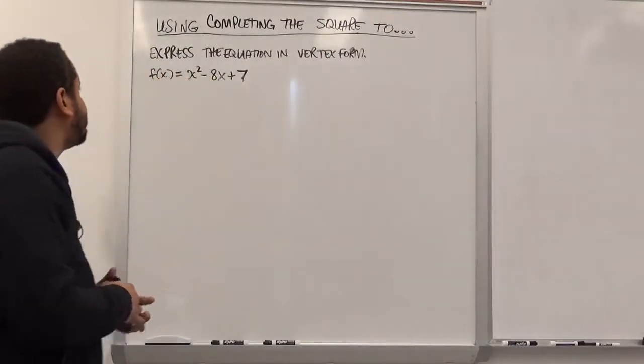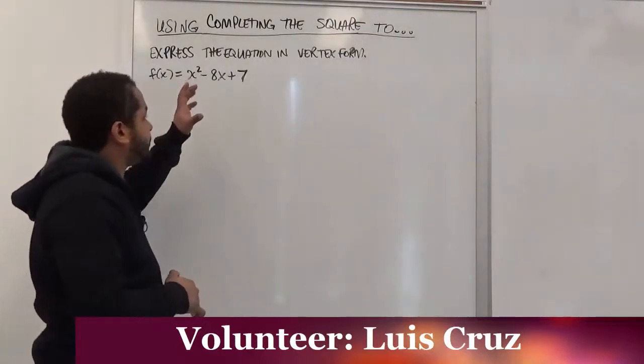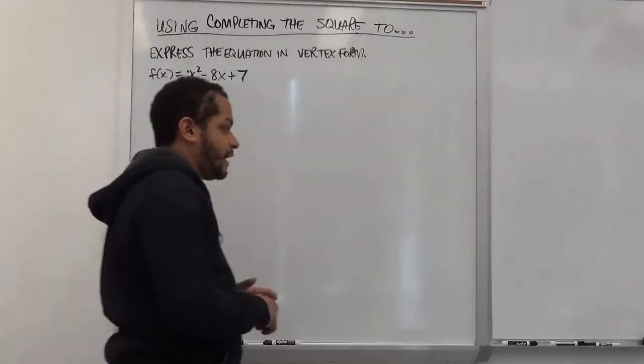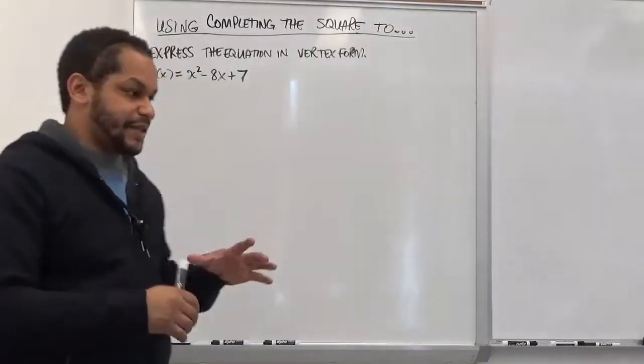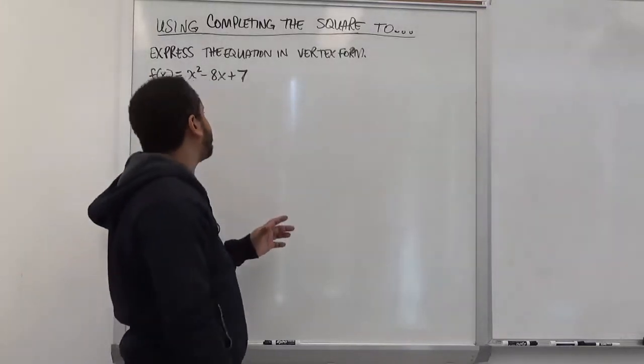All right. Now, we can also continue using the completing the square method to express the equation in vertex form. And to do this, it's a little bit different than what we just saw. In this case, we won't be setting the equation equal to 0. We'll actually be working with only one side of the equation.